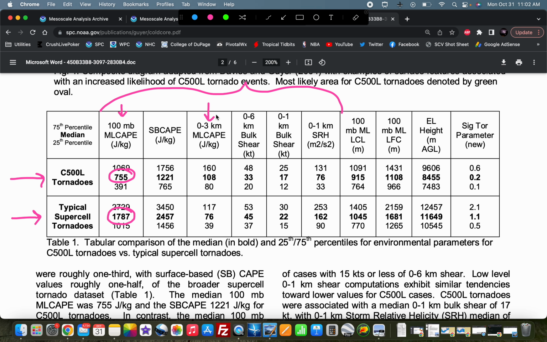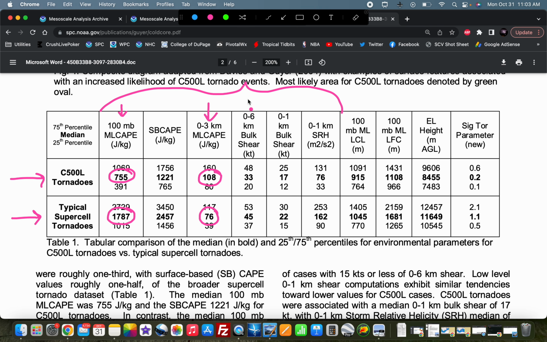But here is the kicker, the 0 to 3 kilometer CAPE, or 3CAPE. Notice that it is much higher with the cold core tornado events than the typical supercell tornado events. Again, 3CAPE is a parameter that is very much a discriminator between tornadic and non-tornadic events in any situation. But notice here that with cold core events, it tends to be a little bit higher than with our typical supercell events.